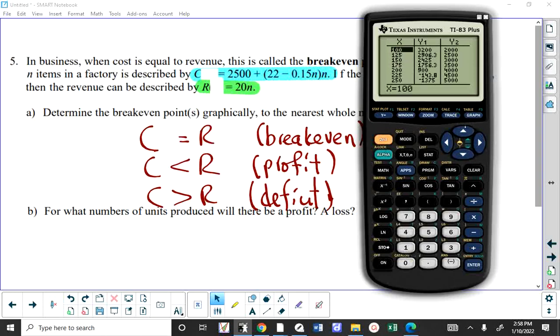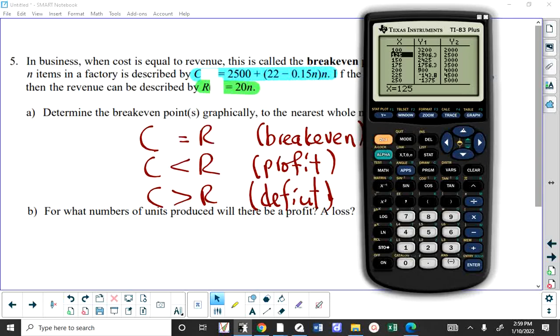Oh, yeah, okay, there we go. It's negative. Oh, because I'm going in the wrong direction, I probably put, let's try that again, 100. There we go. So it's looking like somewhere around 125 to 150 items. They're kind of hovering close to each other.